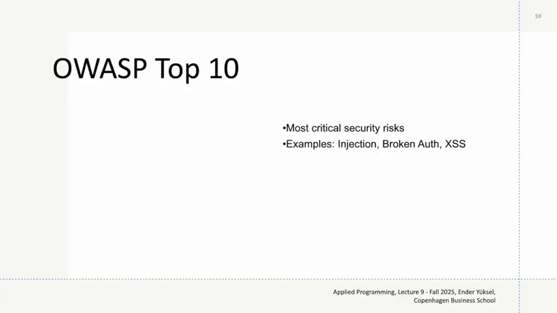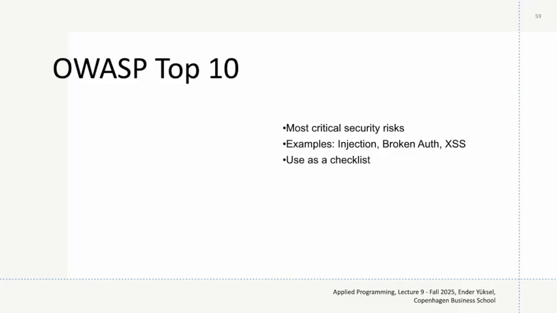Some of the key risks include injection attacks like SQL injection, broken authentication where login systems are poorly implemented, allowing attackers to impersonate users, cross-site scripting, also sensitive data exposure and security misconfiguration. Each item in the OWASP Top 10 includes examples, impact analysis, and recommended mitigations. You can use it as a checklist when building or auditing your application.